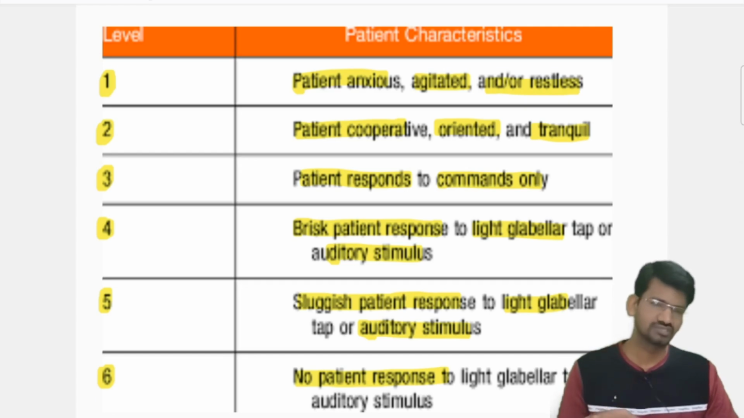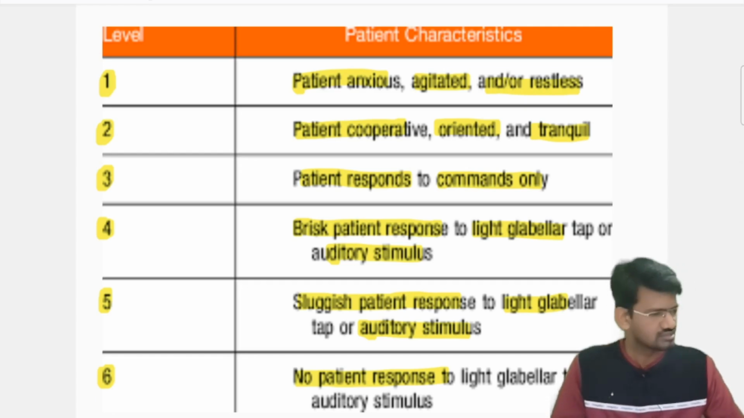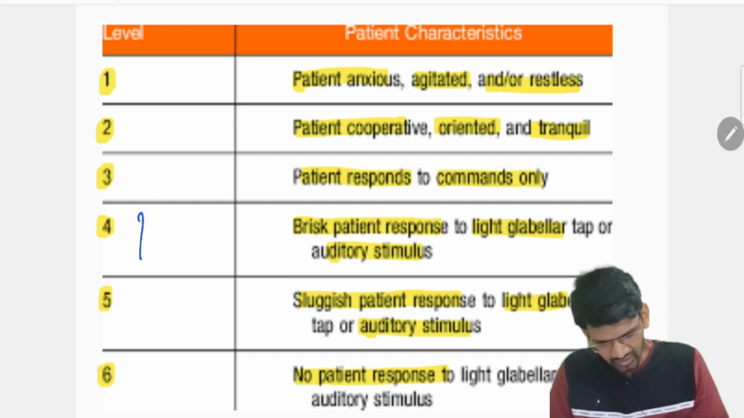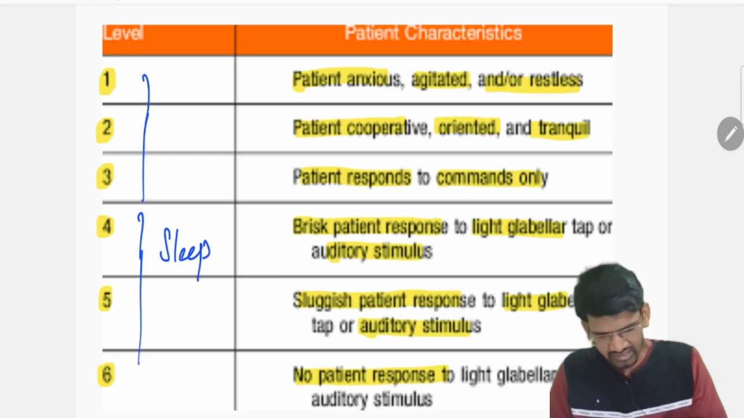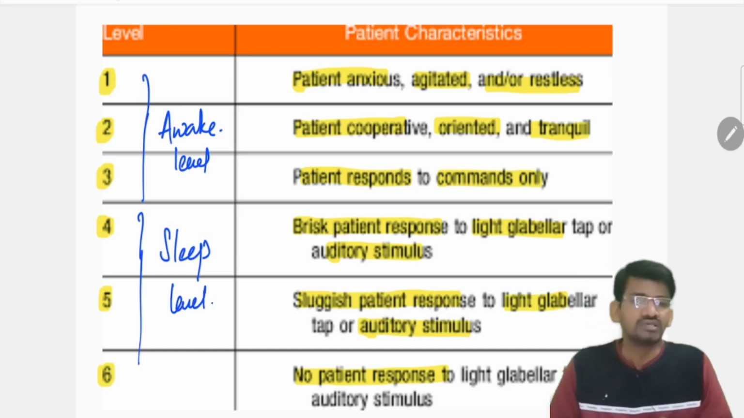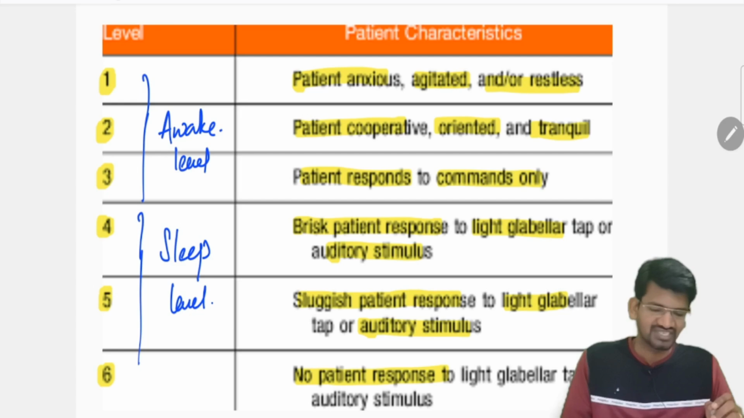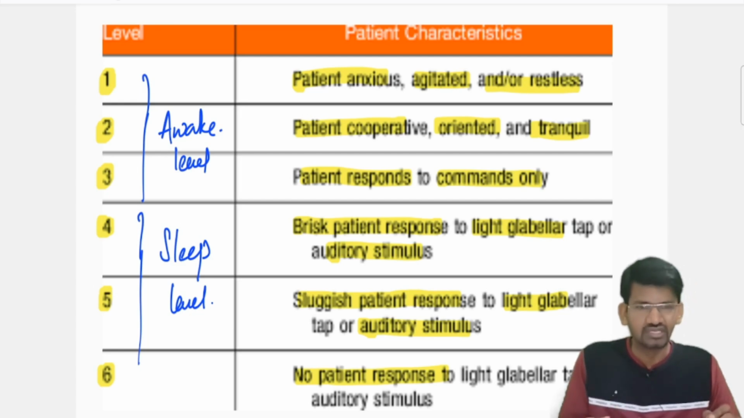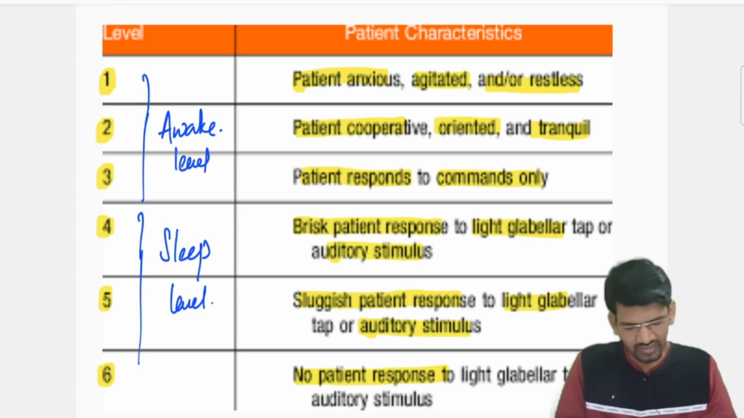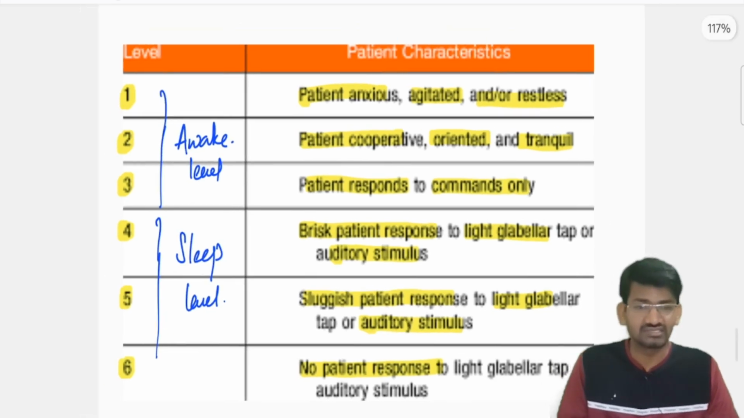touch. In all, the below 3 states are called sleep levels. These are called awake levels. In all these conditions the patient is sleeping, meaning the patient is arousing only with a stimulus. Here, without a stimulus, the patient is awake. So that is the difference between the first three and the last 3 points.